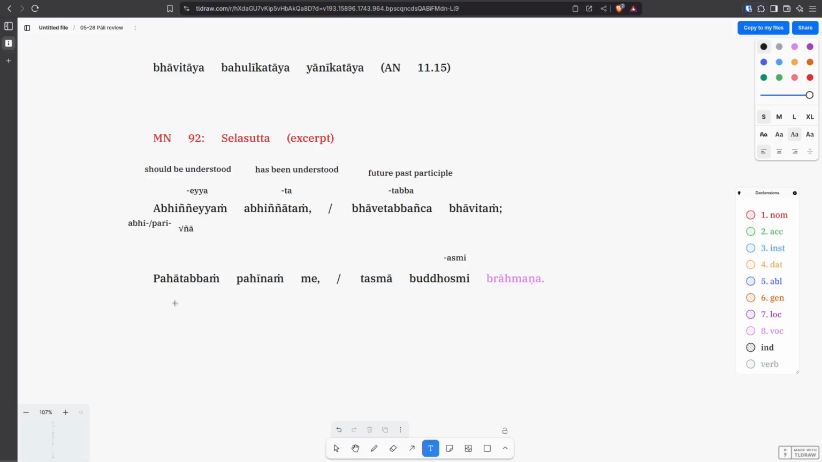And so again, in the next line, pahātabbaṃ pahīnaṃ. Again, this tabba form, the future passive participle: what should be abandoned, that has been abandoned, pahīnaṃ. This is the past participle, and me refers to himself. And therefore, tasmā, from that, therefore I am Buddha. Therefore he declares that he is the awakened one.